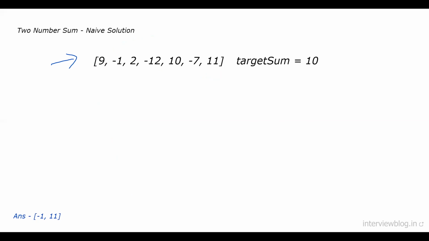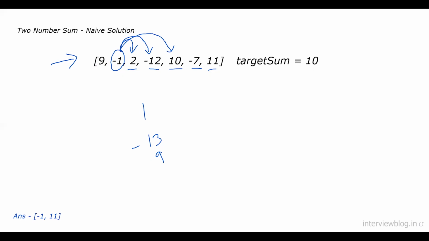So now our outer for loop will visit this element -1, and our inner for loop will visit all these elements one by one. So now we will check if -1 plus 2, which is 1, is equal to the target sum. Since it is not equal, now we will check -1 with -12. That is, we will be adding -1 plus -12, and it will give us -13. We will check if -13 is equal to the target sum, and it is not equal. So we will be adding -1 plus 10, which gives us 9, and we will check if this is equal to the target sum.